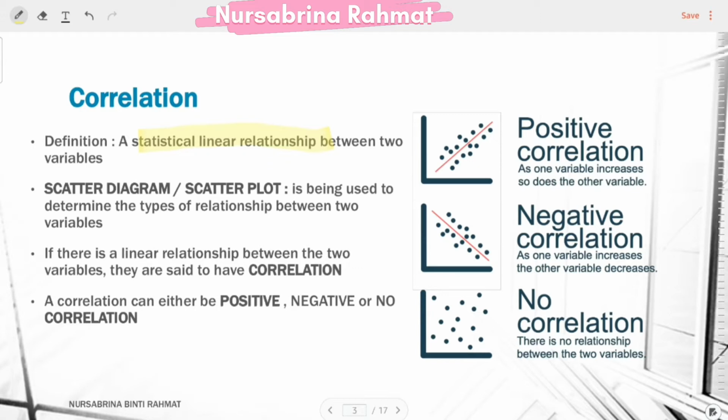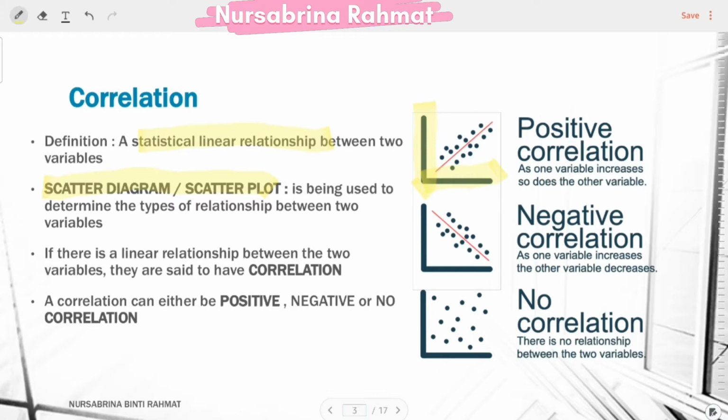In order to identify whether two variables have a correlation, or what kind of correlation is present, we're going to use a scatter diagram or scatter plot. A scatter diagram is just a graph with a y-axis and an x-axis, like in this one. The variables depend on what is given to you or what subject is being studied.